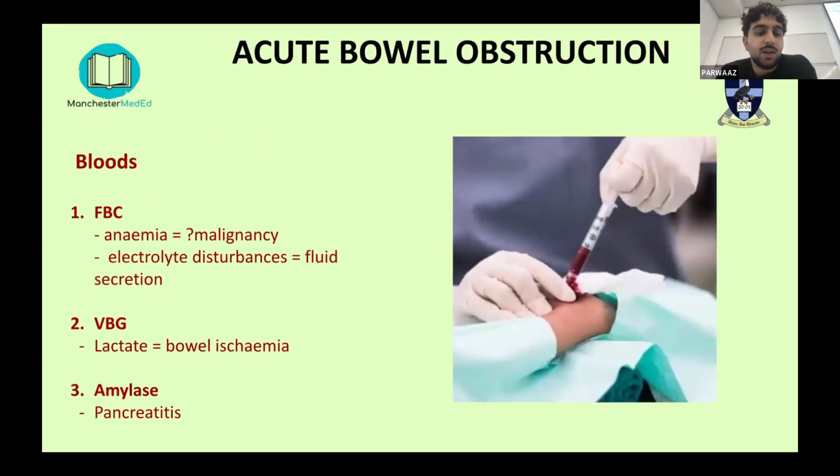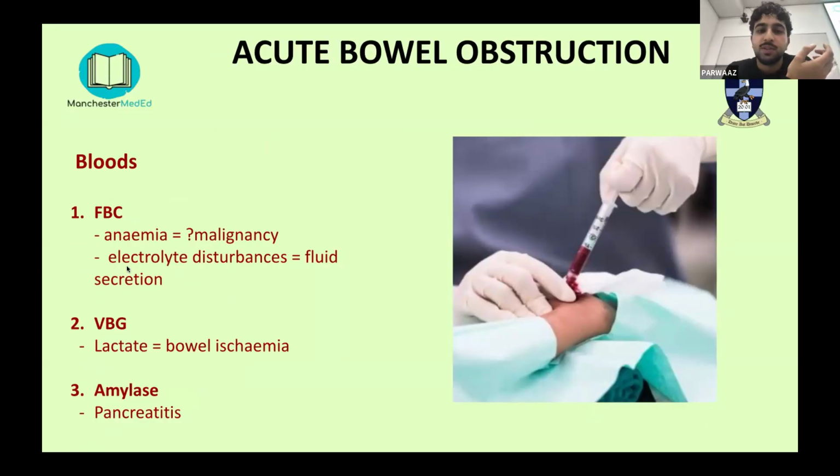So for the sake of OSCE, as I said before, always do FBCs. In this context, it will be to look for anemia in the context of malignancy. So if someone's severely anemic with a bowel obstruction, you need to think of malignancy as a cause. I think I'm meant to put U's and E's there. So yeah, FBC, U's and E's for electrolyte disturbances.